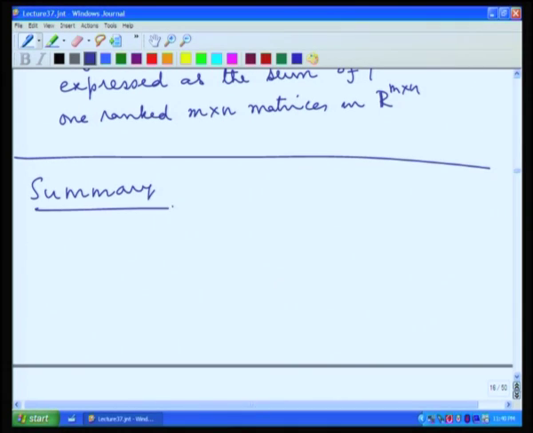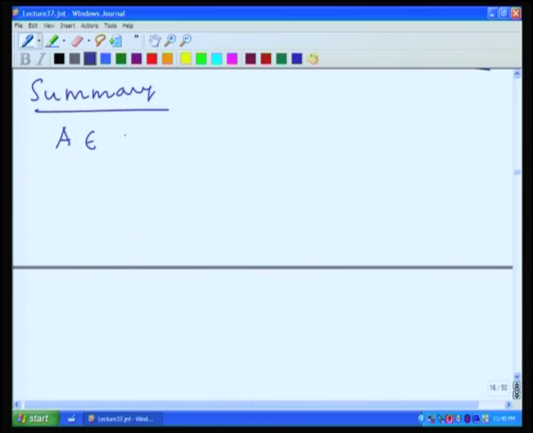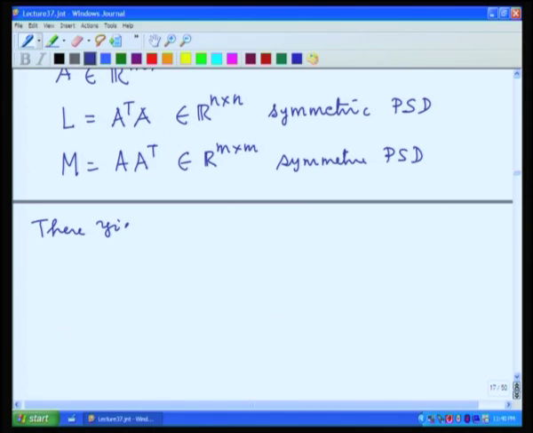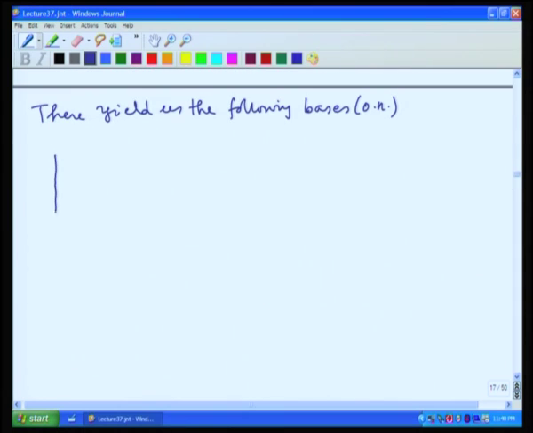So, let us write down the summary of all our discussions so far. The summary is: A belongs to R m cross n. We will repeat the whole structure. We define L to be A transpose A. This belongs to R n cross n, symmetric. So, it is a real symmetric n by n matrix. M to be A A transpose, it is an m by m matrix and symmetric, and both are positive semi definite. These yield us the following bases, which are orthonormal.